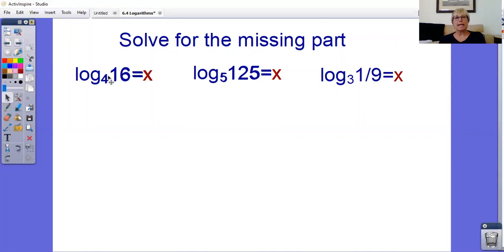So let's say I want to solve this logarithm. So I'm really solving for an exponent. So base to the exponent equals the argument. And I would say, okay, 4 squared equals 16, so x equals 2. We'll do another one. Base to the exponent equals the argument. And you could see the exponent would have to be 3.